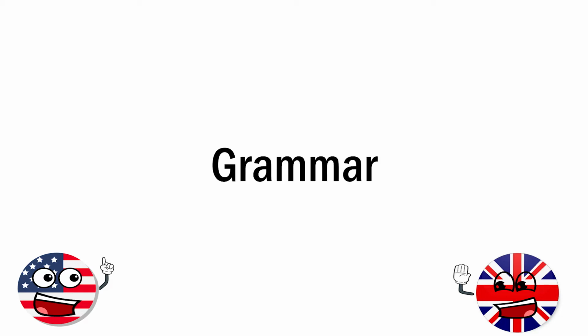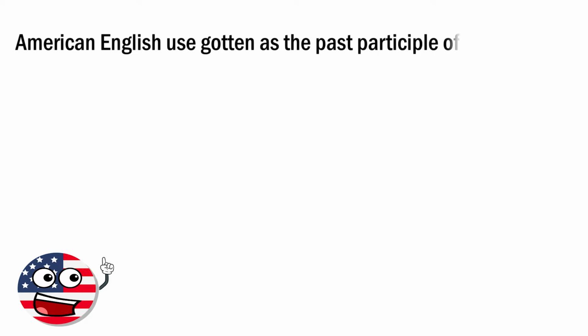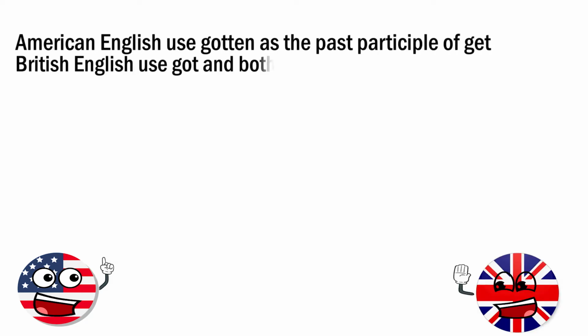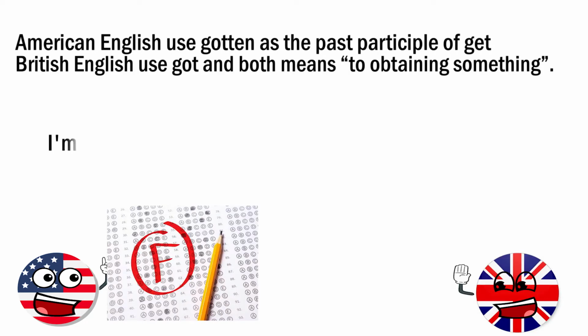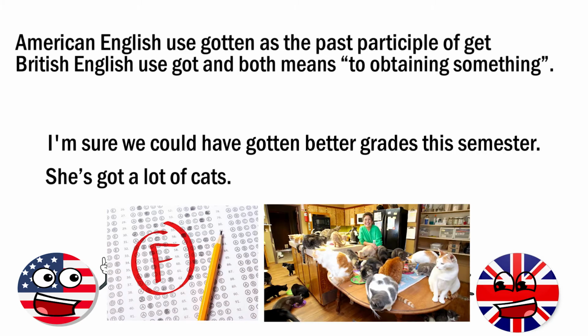Number 1. Grammar. Got and gotten. American English uses gotten as the past participle of get. British English uses got, and both mean to obtain something. I'm sure we could have gotten better grades this semester. She's got a lot of cats.